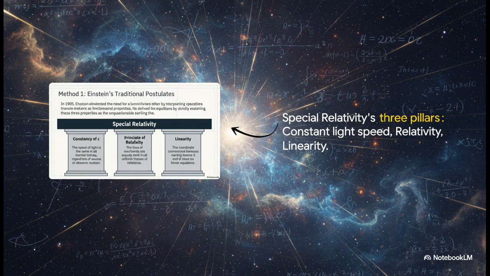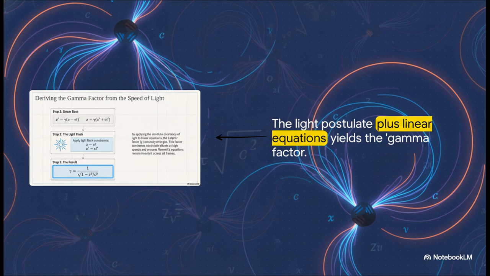But the third one, now that was the real bombshell. The idea that the speed of light, c, is a universal constant. It's the same for every single person, no matter how fast you're moving. Just think about that for a second. And this is where the magic really happens.